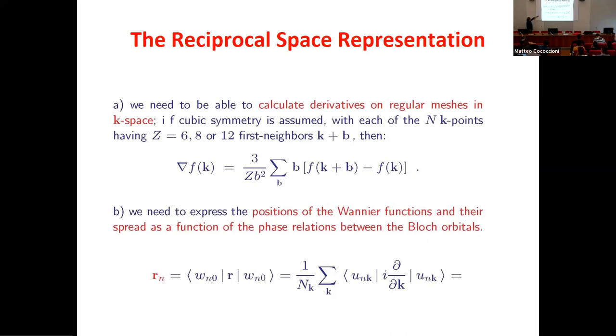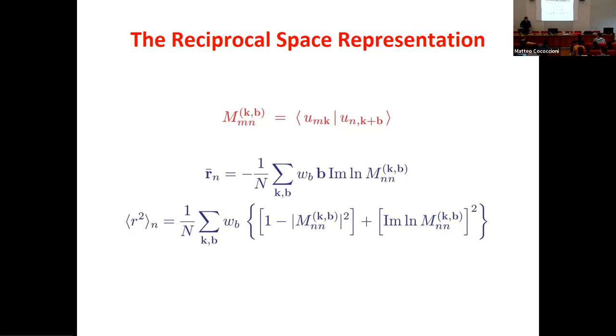But suppose that we had just a cubic system with 6, 8, or 12 first neighbors, the gradient can be done in this vectorial form. And the difference is taking whatever quantity you want to take the gradient of at all the neighboring points. And then with the Blount identities, here is what goes in. And so the key ingredients for all our algorithms are these scalar products. That is, we want to have a finite difference representation of the gradient. And so we need to calculate the scalar product between any periodic part of the Bloch orbital at a certain k point and any periodic part of the Bloch orbital at a nearby k point, and for all bands.